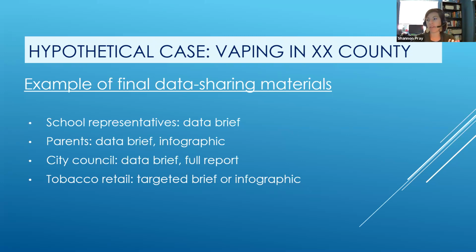Maybe there is that 25-page report that has a lot more in-depth detail about all the different measures and where they came from, how the different pieces come together, what the recommendations mean and how you implement them. But our data brief is going to give the high-level overview to get you interested enough to open up that 25-page report. And for tobacco retail, it might be a targeted brief or some kind of infographic that we can use when we're trying to get in the door and sit at the table with these different groups to talk about what's going on.